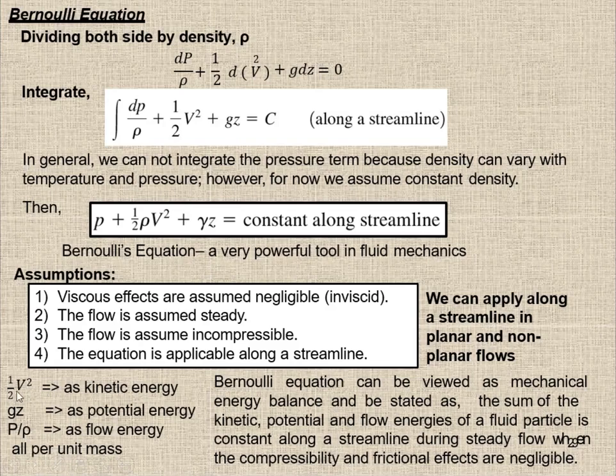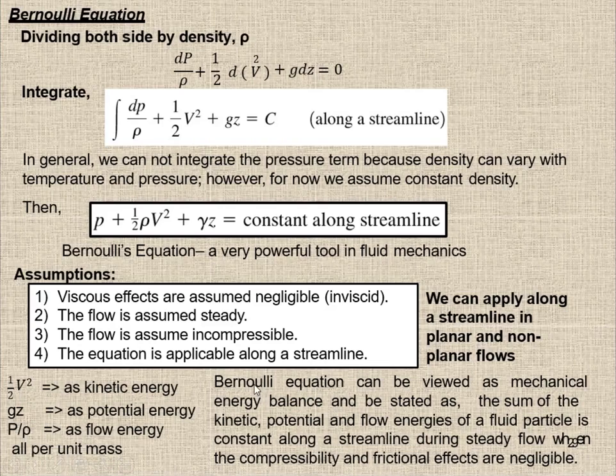First, half v square is the kinetic energy if you multiply the whole equation by rho. Okay, so what will happen? This is going to be P over rho, this is equal to gz, and this will be equal to half v square. So half v square is basically the kinetic energy, gz is the potential energy, and P over rho is the flow energy, all per unit mass, because we know the kinetic energy is half mass into velocity square.